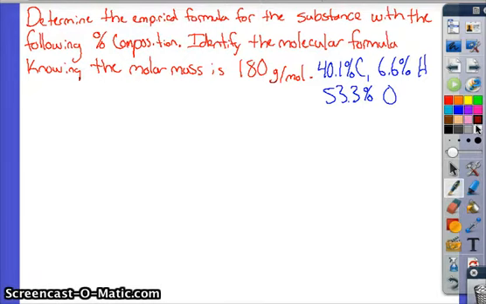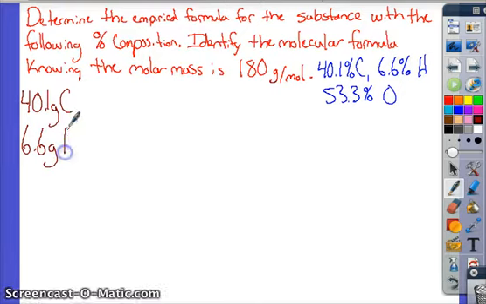It's easiest if you understand that percentages are out of 100%, and if you assume that you have 100 grams of the substance, your percentages would be equivalent to your gram amounts. So if you have 40.1% carbon, you also have 40.1 grams of carbon, 6.6 grams of hydrogen, and 53.3 grams of oxygen.